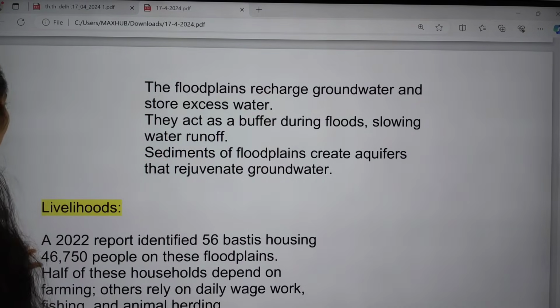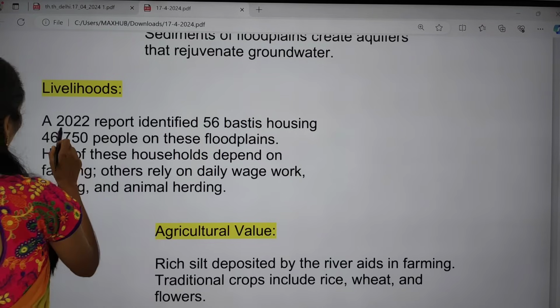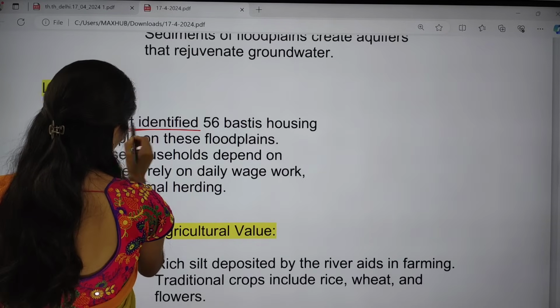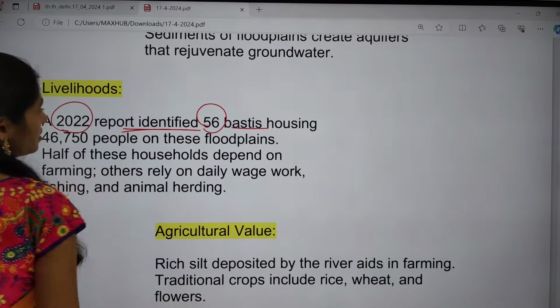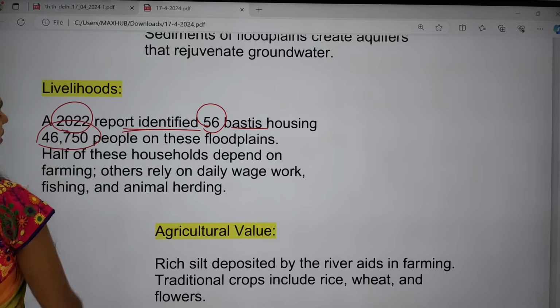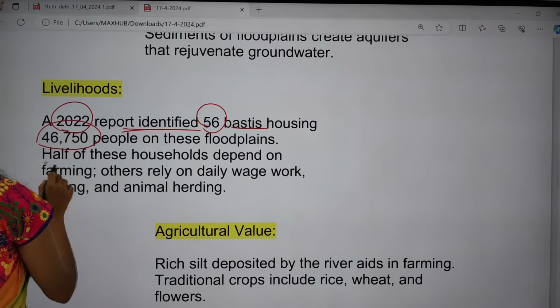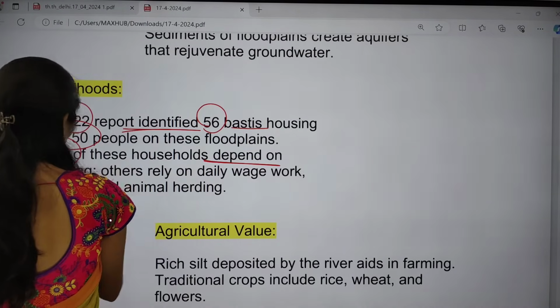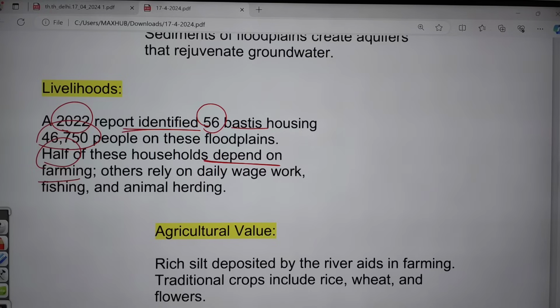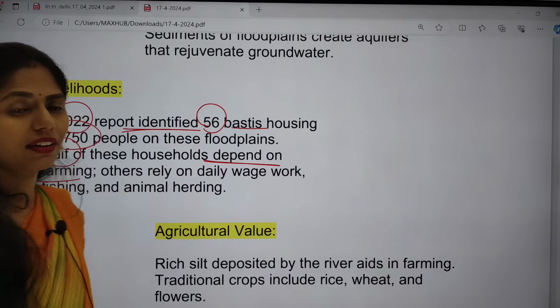Regarding the role played by this river in livelihoods, a 2022 report identified 56 bastis housing 46,750 people on the floodplains of the Yamuna. Half of these households depend on farming, and some work as daily wage earners, fishing and animal herding. Because of this, these people will be affected.